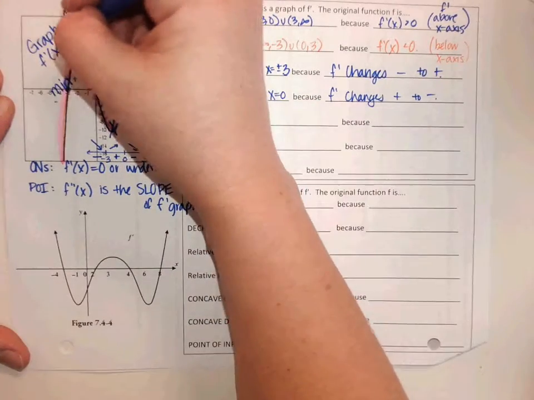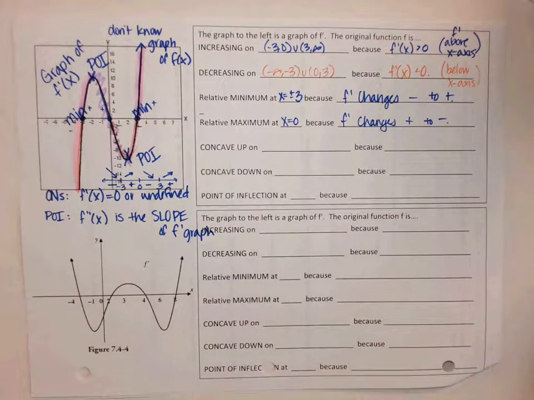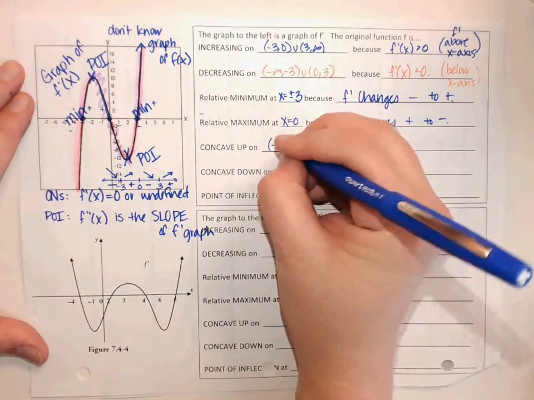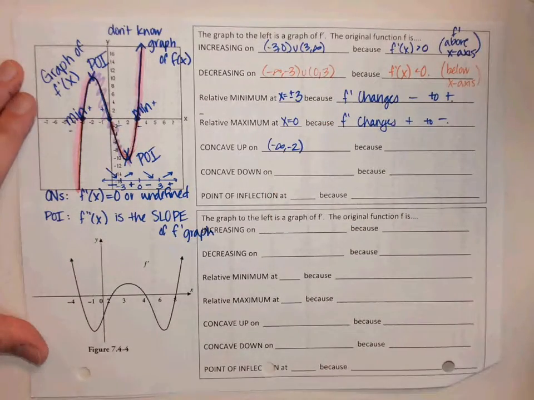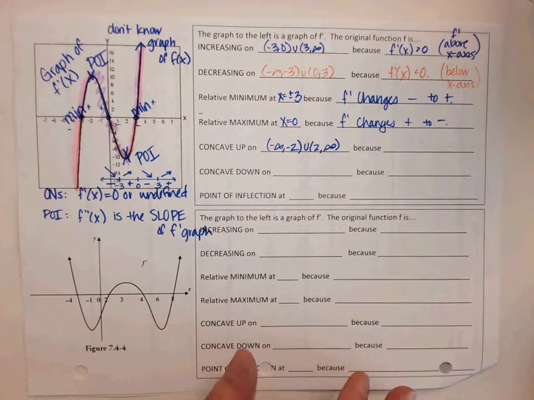So your mins and maxes are the x-intercepts for f prime, and then your curves or bends are going to be where your points of inflection are, if it's a graph of f prime. If I want to be concave up, what kind of slope does this need? Positive or negative? Positive. So I'd be going negative infinity to negative 2. And where else did I have a positive one? 2 to infinity. Good.